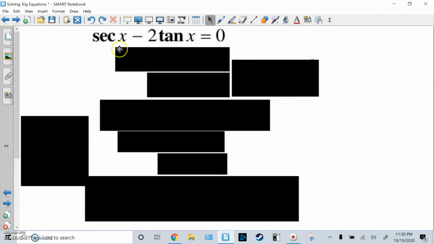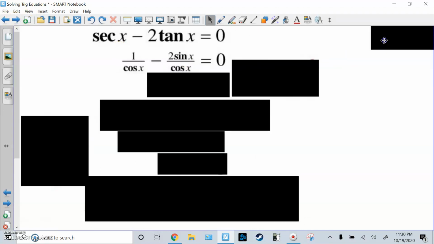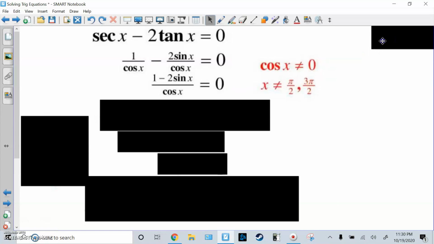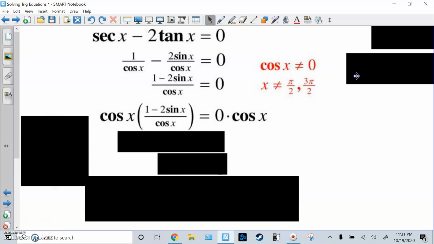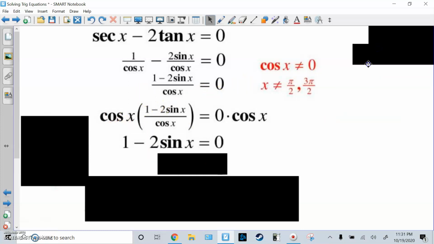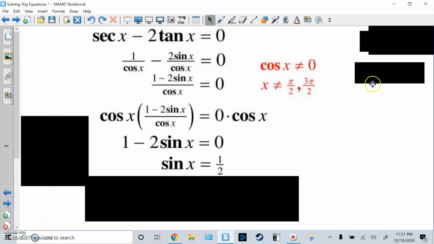Here's another one. Let's change secant to 1 over cosine, tangent to sine over cosine, common denominator, make it a single fraction. Remember, there are restrictions when there's x or variable on bottom, so cosine x cannot be 0. So x is not allowed to be pi over 2 or 3 pi over 2. So sometimes those do show up. Alright, I multiply both sides by cosine to get this fraction. 1 minus 2 sine x equals 0.